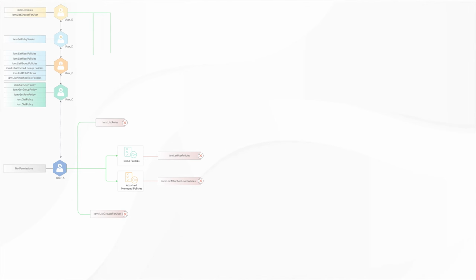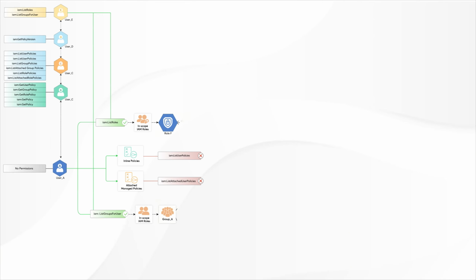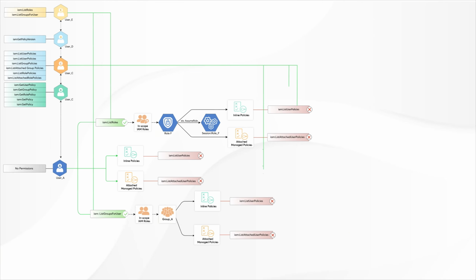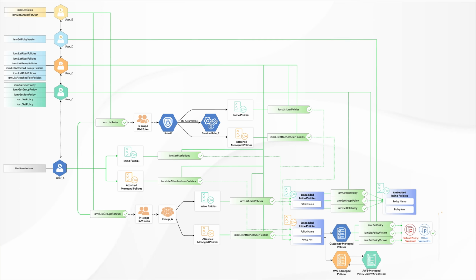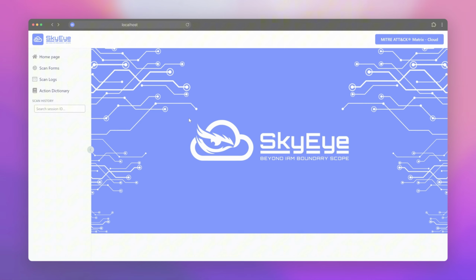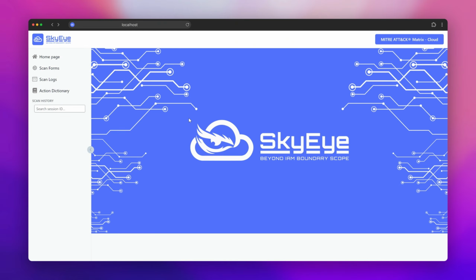Run together under CPIEM, their privileges interlock. User E's list roles exposes role A. User B's get role policy cracks it open. User D's get policy version reveals every statement, and so on, until every user, even user A, inherits the full picture. So we'll be demonstrating how you would use the cross-principal IAM enumeration model in our application.